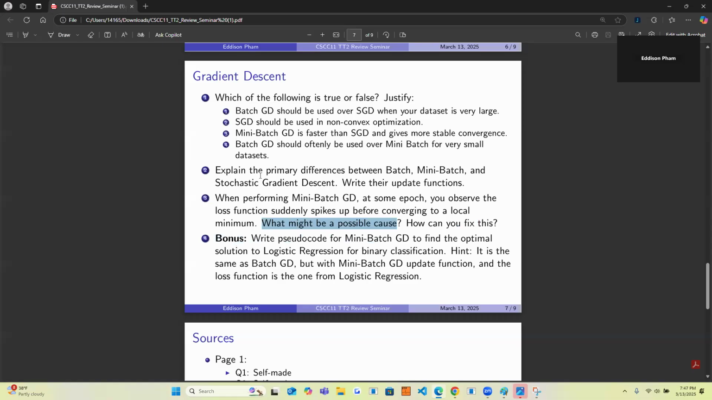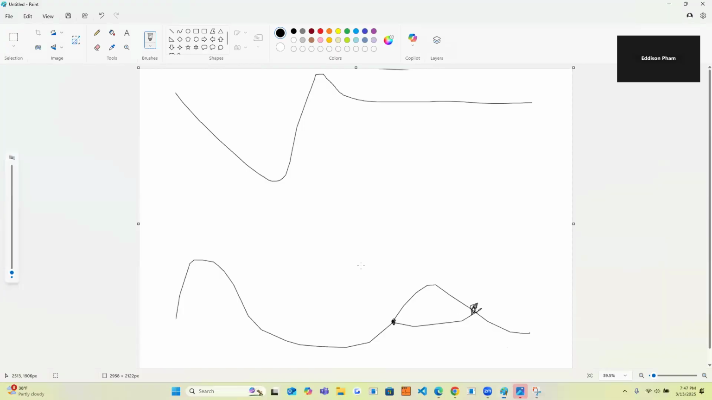So did everyone get that? Your mini batch gradient descent subset is way too small. So how can you fix this? You increase it so that it has a more stable convergence. I think that's what Irene said. If you increase the set size, then it's more of a stable convergence. Yeah, in general, that's true. All right.